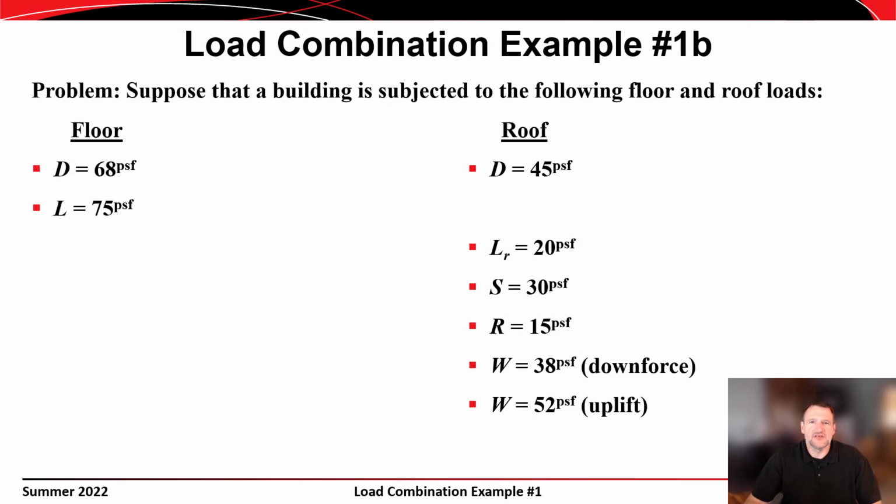Now let's consider a slightly different version of the same problem. Let's consider the possibility that the wind load could cause either an uplift or a downforce. In this case, let's suppose that the uplift has a magnitude of 52 pounds per square foot and that the downforce has a magnitude of 38 pounds per square foot. It isn't uncommon for engineers to have to design for both an uplift and a downforce, and it's not uncommon for those wind loads to have different magnitudes in the two different directions like we're showing here.